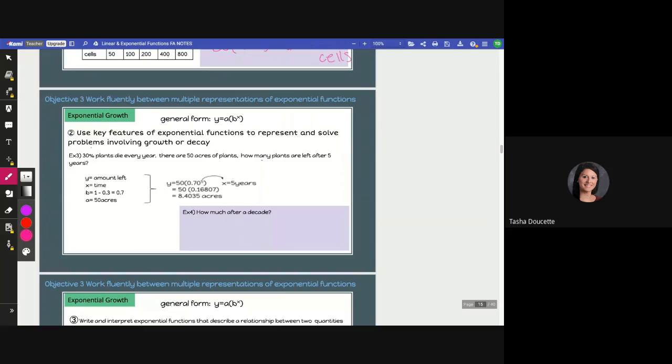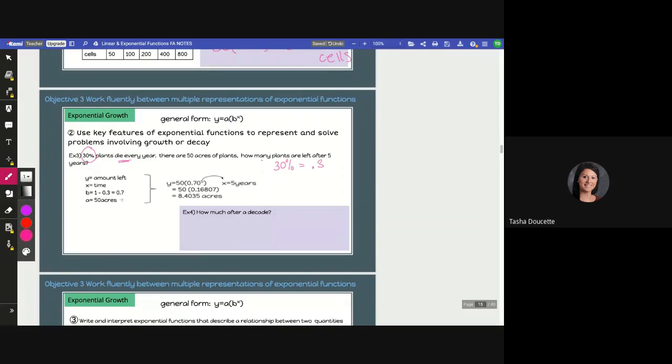So again, with our parent function, we have y is equal to a times b to the x power. Y is the amount that's left. X is our time. B is the rate. So we're going to look at, we have 30% here. And because the plants are dying, that means it's decaying. So we start with our whole number, which is 1, and we're subtracting the percent. So we have 30% over here. We need to change that to a decimal, so you're moving your decimal 2 places to the left. So you have 0.3 over here.